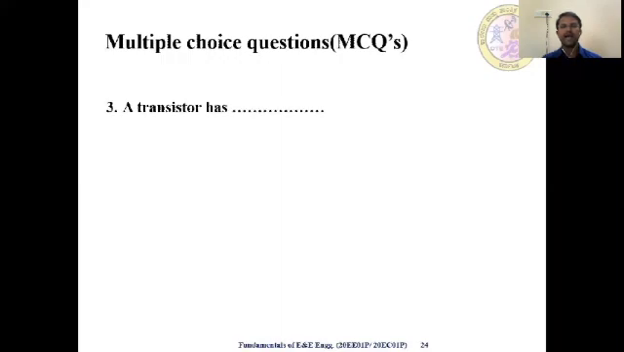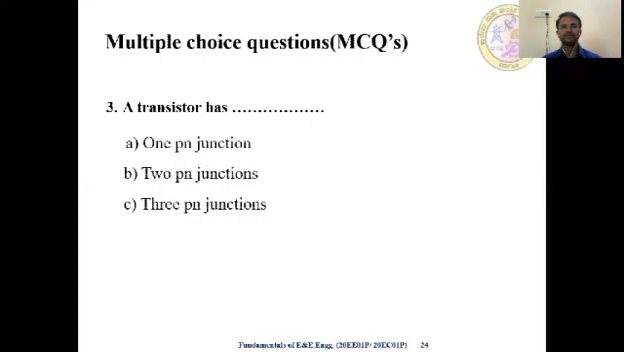Next question. A transistor has dash: 1 PN junction, 2 PN junctions, 3 PN junctions, 4 PN junctions. And the correct option is B, 2 PN junctions. A transistor has 2 PN junctions connected back to back.